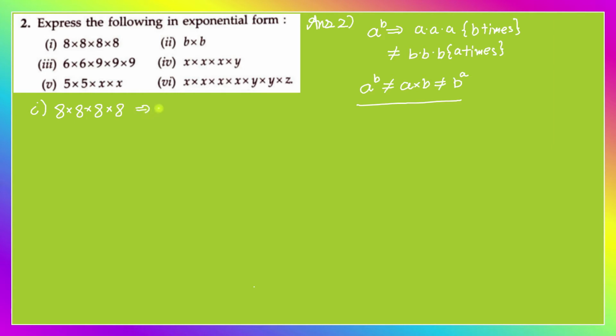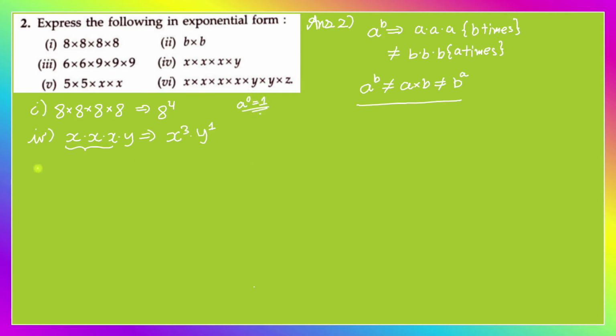So it would be 8 to the power of 4, because there are 4 8s. Now for the fourth part, I'm going to do 3 parts in this case. We have x into x into x into y. So in this case, again, we have x cubed, because x into x into x will be x cubed, which multiplies by y. You can write y to the power 1 also, because anything to the power of 1 is the same, and anything to the power of 0 is a 1. So this is the law of exponent.